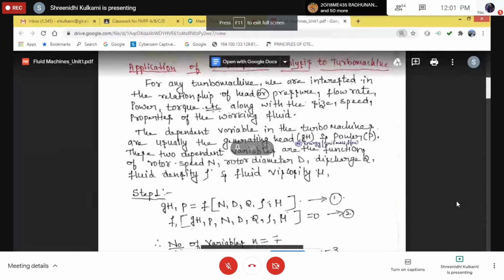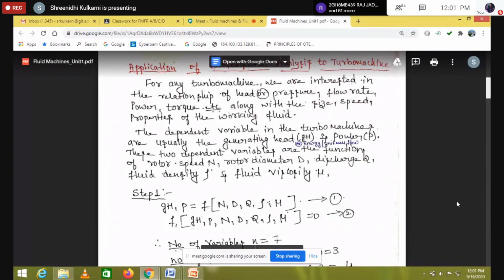So last class we discussed dimensional analysis. In dimensional analysis, we can see the different types. Majorly we use them in turbo machines or in fluid mechanics. One is Rayleigh's method, another one is Buckingham's pi method. But in your syllabus, you have only the Buckingham's pi method.